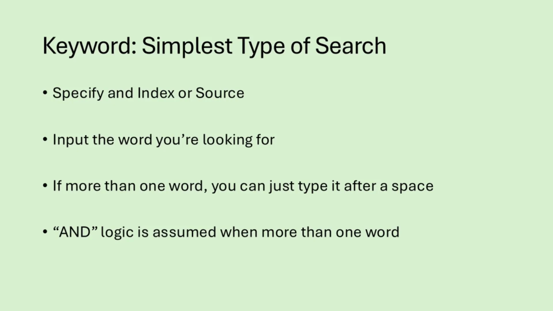The next thing is to input the word you're looking for. If you have more than one word, you can just type the next word after a space. That's it. Automatically an AND type of logic is assumed when you input more than one word, and Splunk will search for the first word plus the second word plus the third word, and so on. Now the easiest way to understand this is by viewing it. So let's go ahead and jump into a demo.